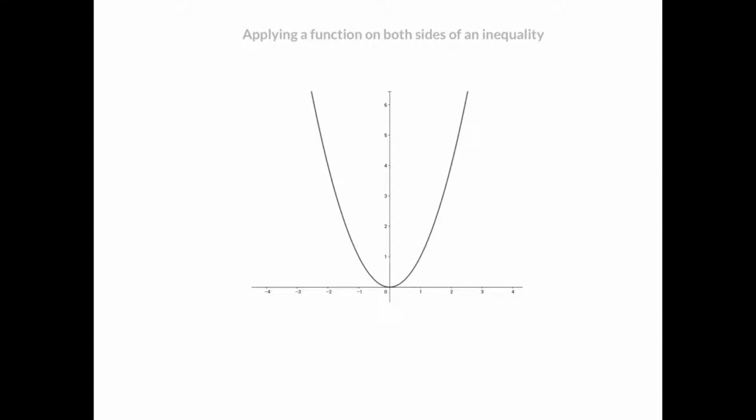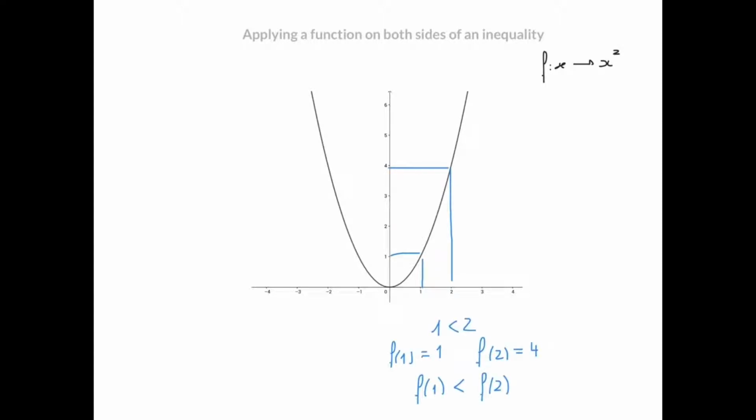Let's first start with the function f of x is x squared. So you can see the graph of this function right here. And let's have a look at one first example. So let's say x1 is 1 and x2 is 2. You see that f of 1 is 1 and f of 2 is 4.